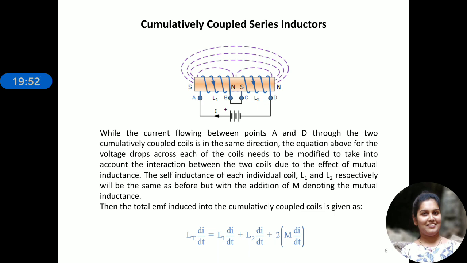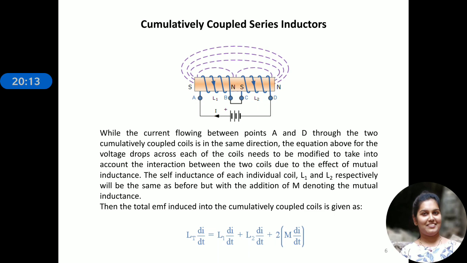Simple point. When the current that flows through the inductors is in the same direction, we call it cumulatively coupled. If the current that flows in the coils is in the opposite direction, then we call it differentially coupled. So first we'll talk about what is meant by cumulatively coupled inductors.